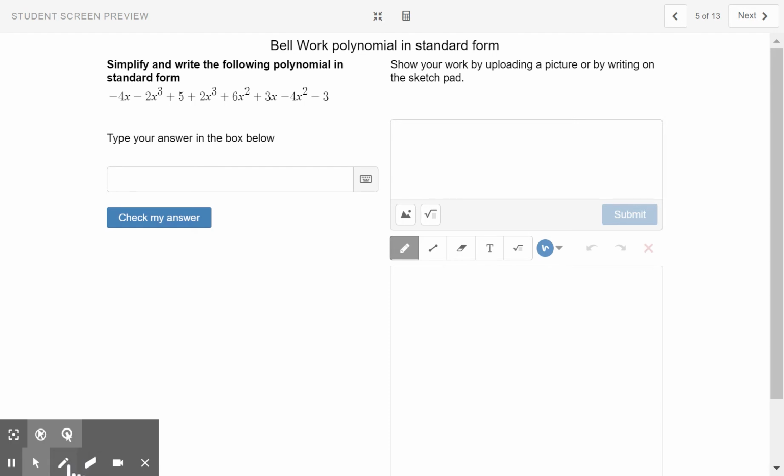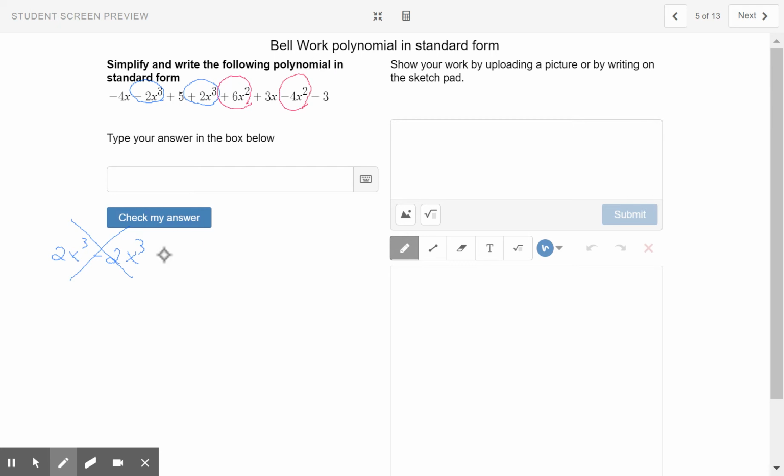Now, to write in standard form, you want to start with the highest exponent. So we have a positive 2x to the third, and we have a negative 2x to the third. So if we group these two together, 2 minus 2 goes away. So they cancel out. We want to go to the next highest exponent. We have a positive 6x squared and a minus 4x squared. So we're going to write that here, and we're going to combine like terms. 6 minus 4 is 2. So then we have 2x squared.